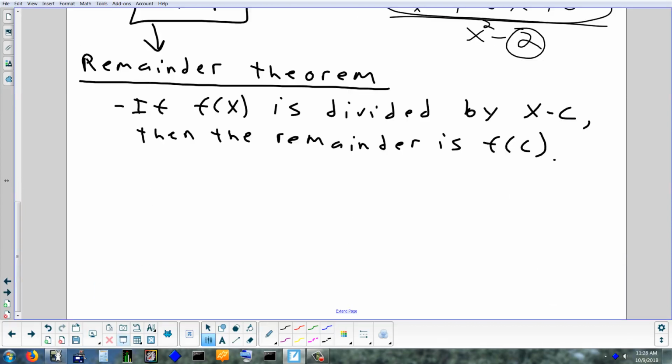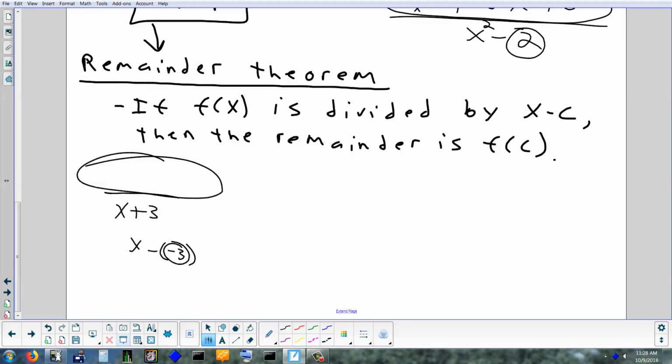Okay, but this is called the remainder theorem. If you have a polynomial divided by something linear of the form x minus a number, now x plus a number works too. Remember, if you divide by x plus 3, well, I can think of that as x minus a number. Just think of it as x minus that number, x minus negative 3. So technically it could be plus or minus. If you want to find the remainder, take the number after the minus sign and plug it into the formula in the top. And that's your remainder.